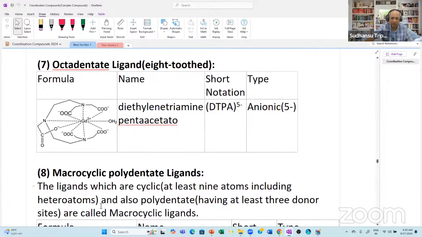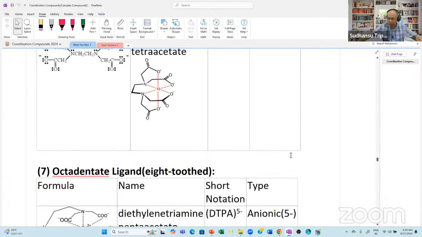And we'll talk about macrocyclic ligands and chelating ligands tomorrow. So we close today's session. I'm sorry that we have already covered a 1.5 hour class. I was a little optimistic and a little more ambitious to finish the nomenclature part, but tomorrow we shall make some revision.